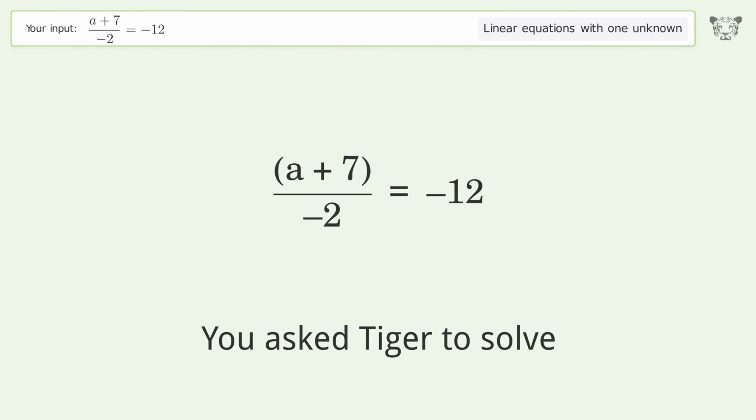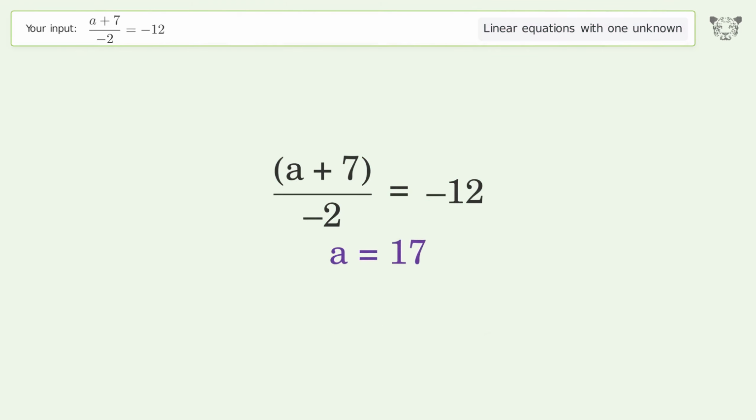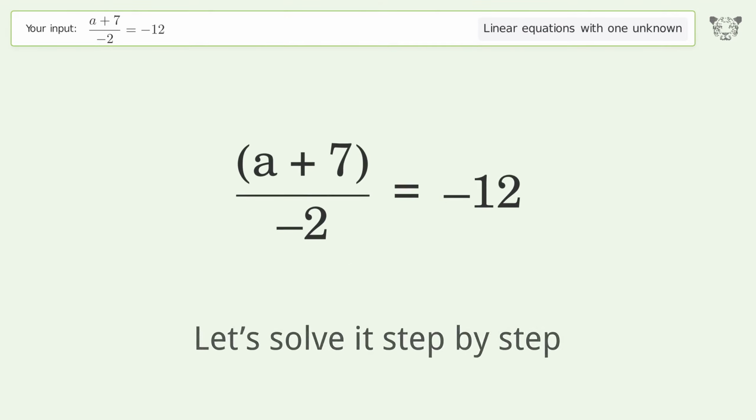You ask Tiger to solve this. It deals with linear equations with one unknown. The final result is a equals 17. Let's solve it step by step.